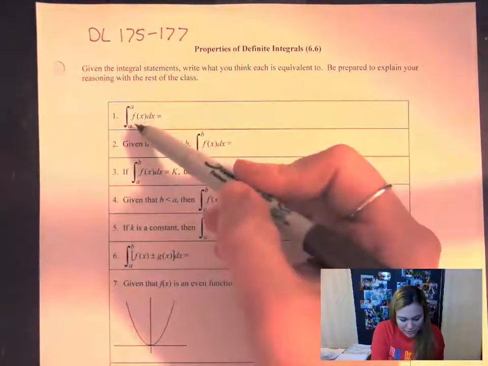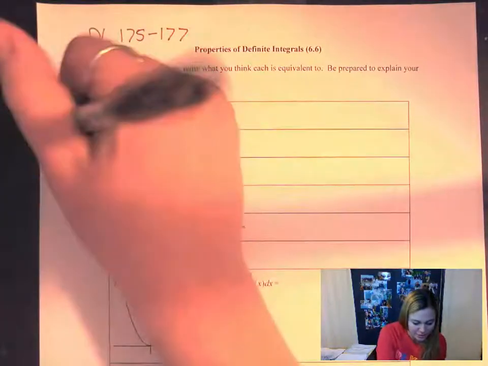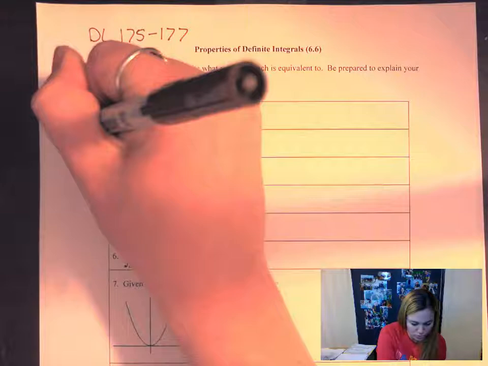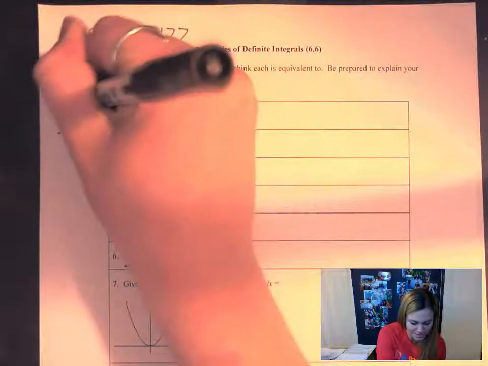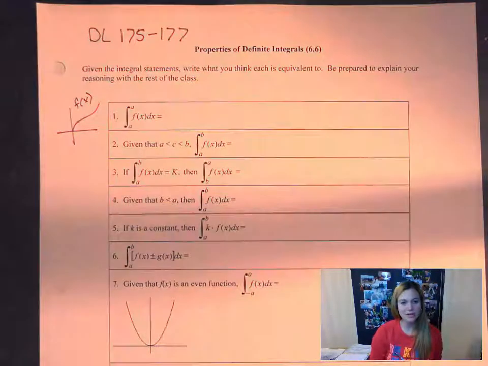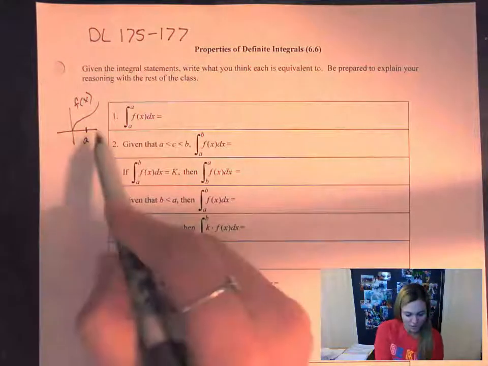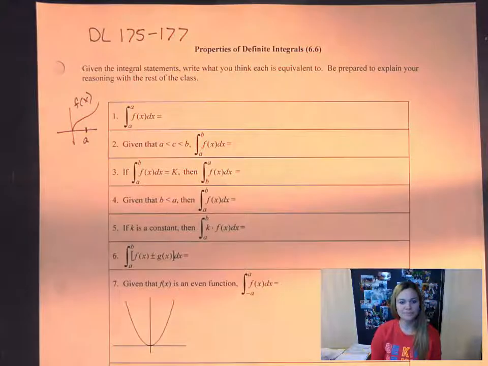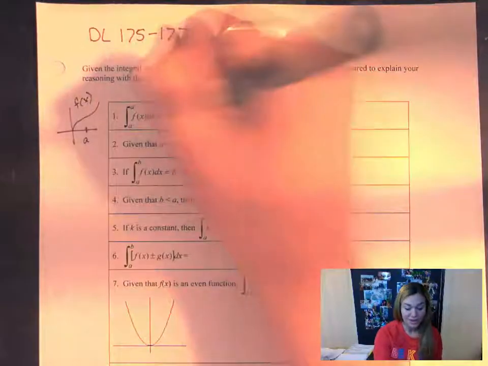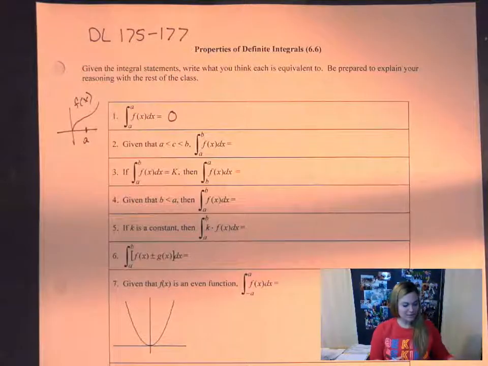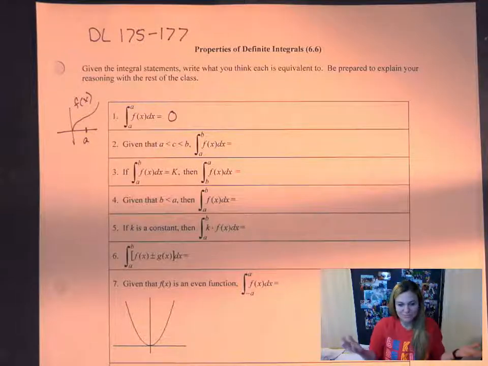So let's do this one. If I'm talking about some function f of x on a graph, this is f of x. I want the area under the curve, but I want to start at a and I want to end at a. How much ground have I covered? Like, how much area is there? None at all. So if an integral starts and stops at the same place, then if I'm talking about the area under the curve, there isn't any.